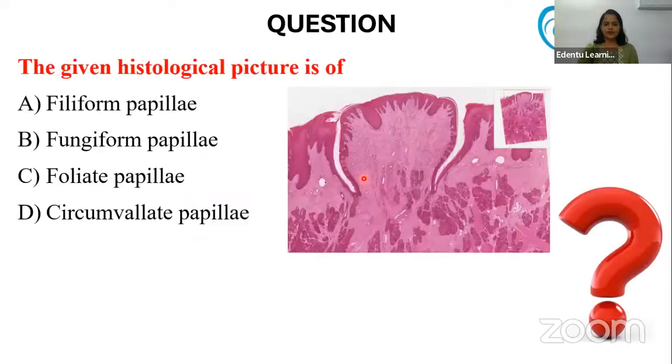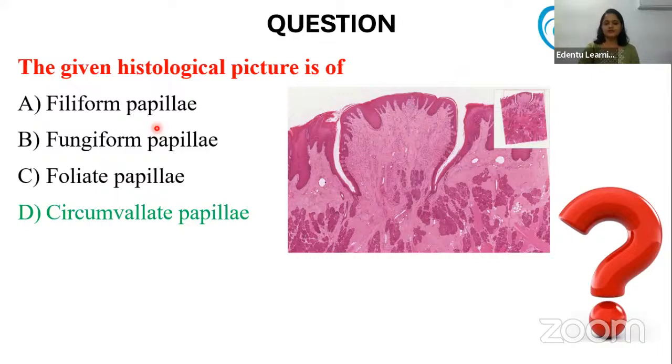Now the next question is, the given histological picture is of. What does this histological picture indicate? All 4 papillae are given. Now choose the correct papillae. Is it filiform papillae, or fungiform papillae, or foliate papillae, or circumvallate papillae? The answer is option D, circumvallate papillae.